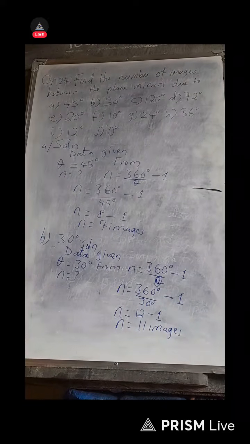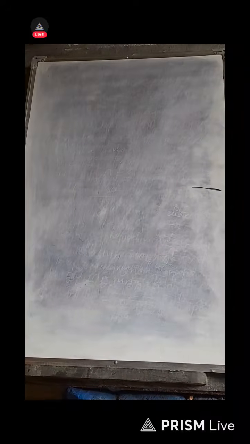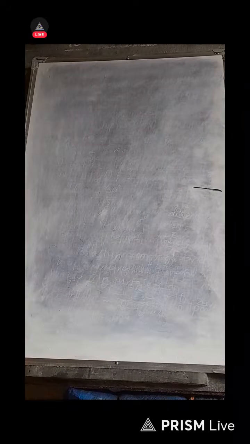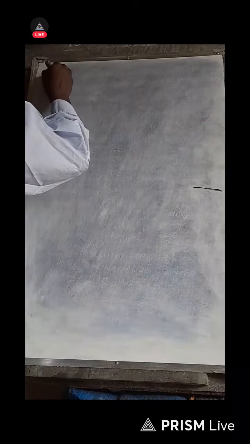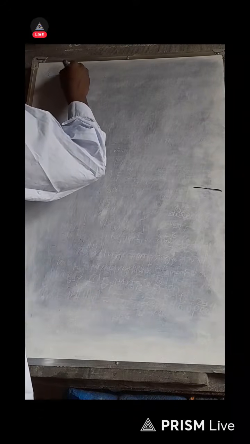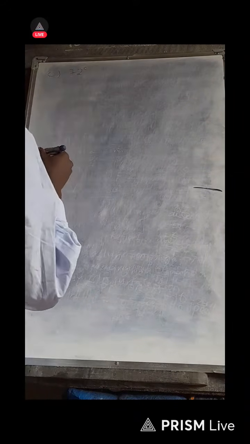Let's move to part C now. Let's continue with part C. Part C is 72 degrees. What will be the number of images for 72 degrees? It is a very interesting lesson. There is no doubt on that. We keep moving, we keep solving these important plane mirror problems.